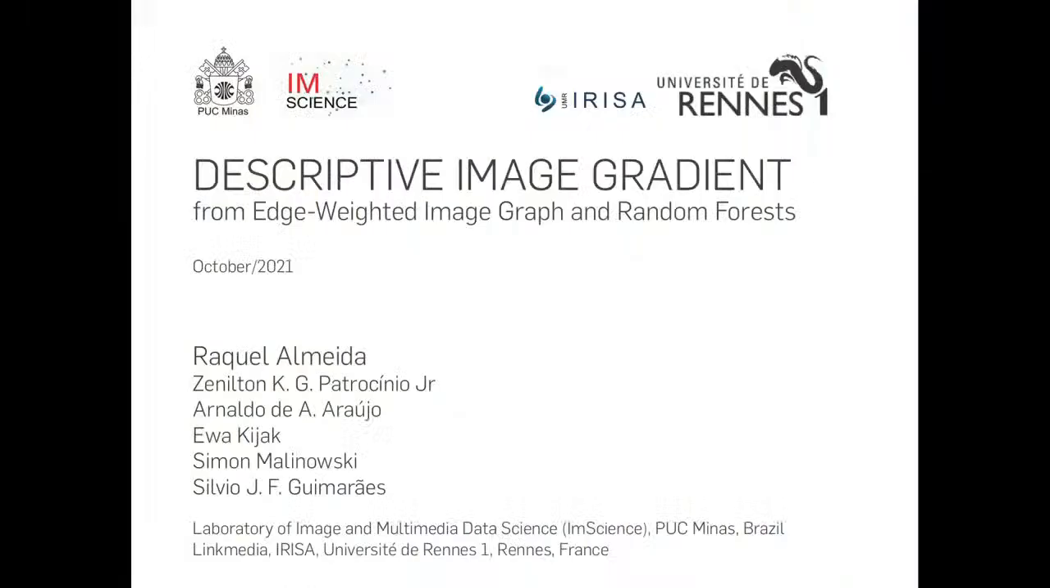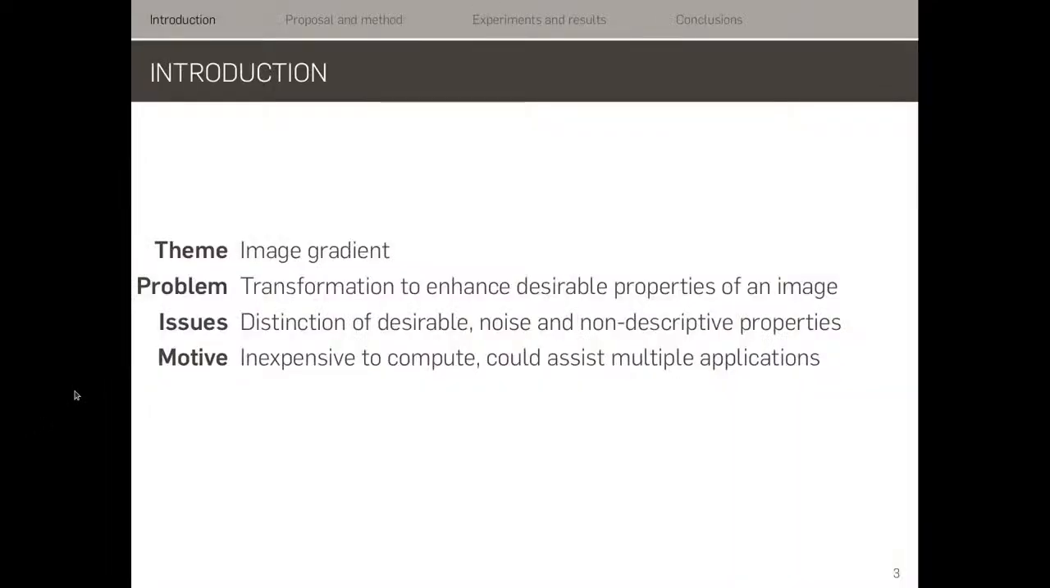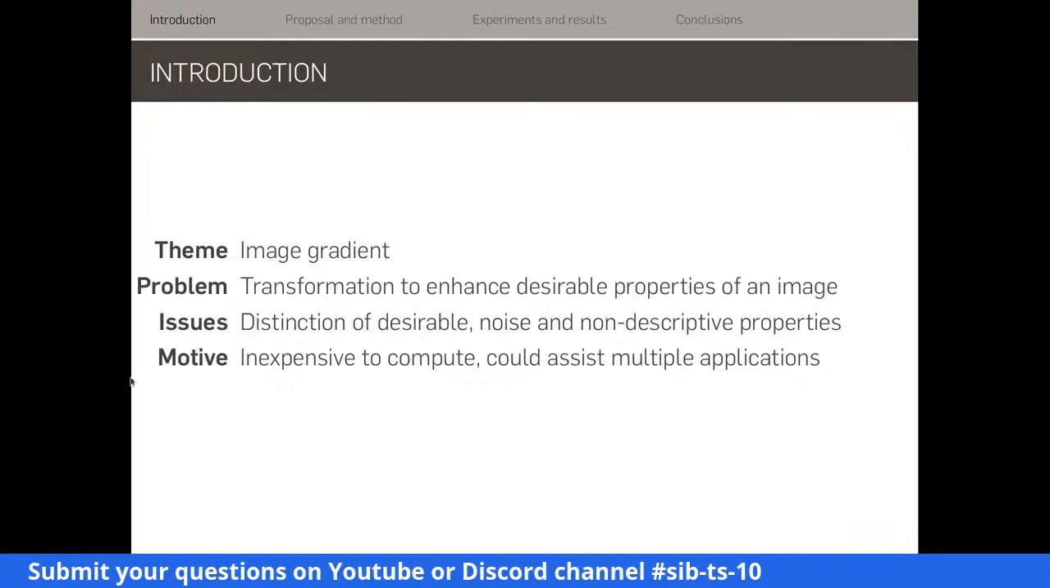Hello everyone, my name is Raquel Almeida and I am truly grateful to all of you who chose to watch this video. Today I'm going to present our work called Descriptive Image Gradient from Edge-Weighted Image Graph and Random Forest. It's a work that deals with image gradient, which is a transformation process that aims to enhance desirable properties of an image whilst leaving aside noise and non-descriptive characteristics. It's inexpensive to compute and is widely used to assist multiple applications.